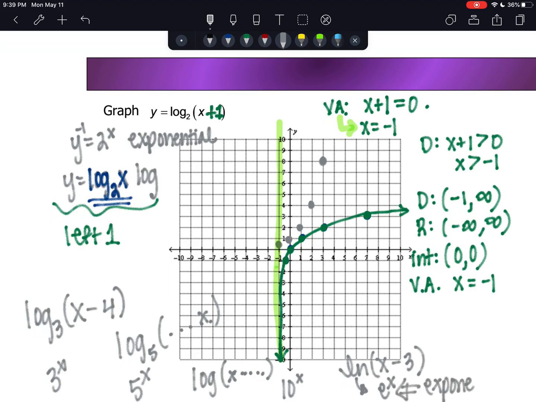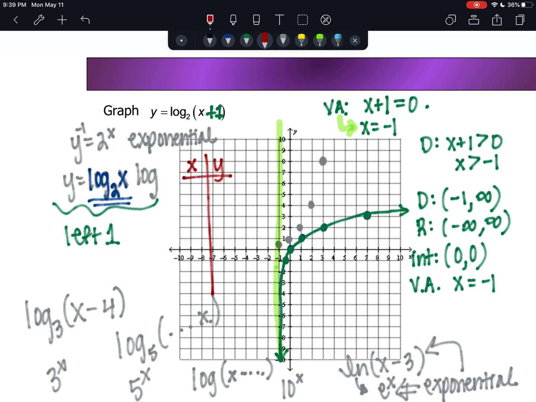So I start with the exponential because it's easier to graph the exponential function. Then I graph the inverse. I flip the ordered pairs. And then I do my translation. It's a pretty cool thing. Okay.